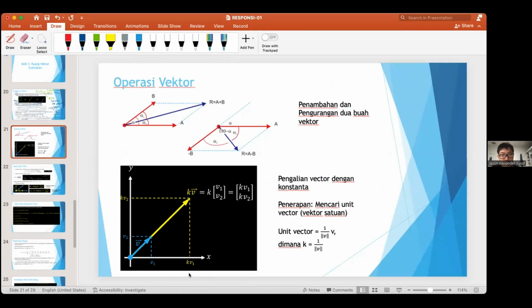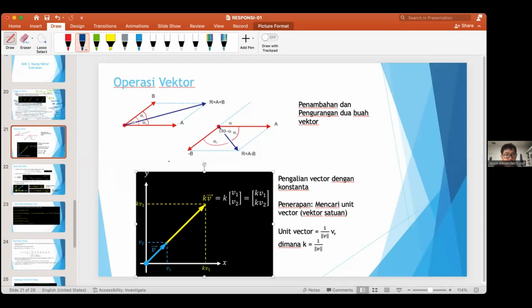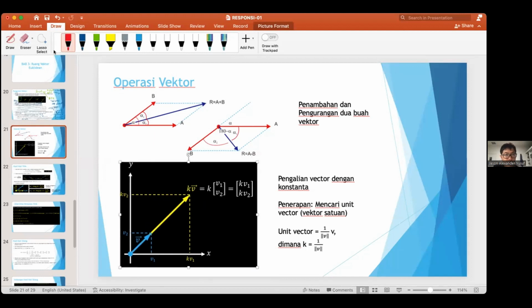Okay, so next we have vector operations. So what happens if we multiply, sorry, not multiply, but if we add or subtract two different vectors? This is the resulting vector, called the resultant vector. If we add, this is what will happen. If we subtract, this is what will result. Okay.